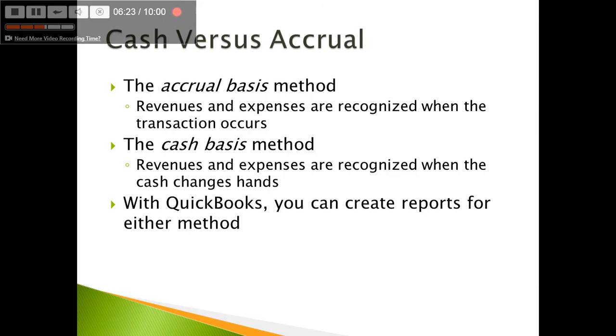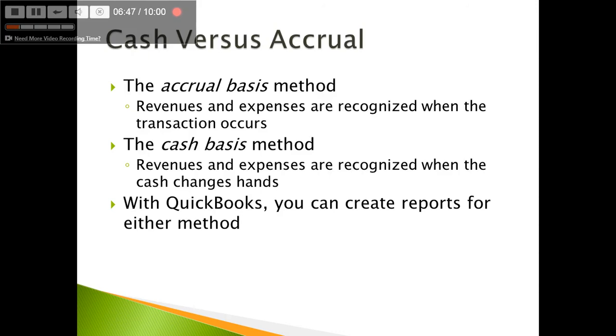Cash versus accrual basis. So remember these different methods. The accrual basis method is where revenues and expenses are recognized when the transaction occurs, so when those are earned. So when are those revenues earned, or when do those expenses happen? Well, on a cash basis, remember, the revenue and expenses are recognized when the cash changes hands.